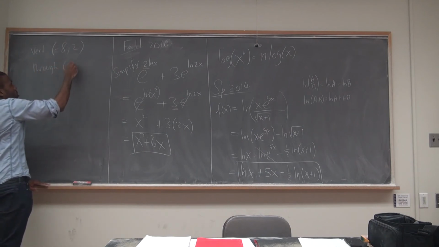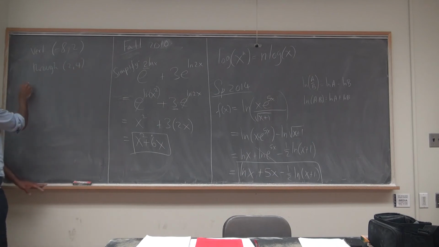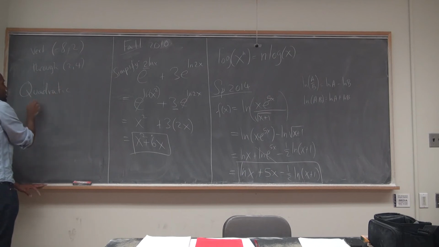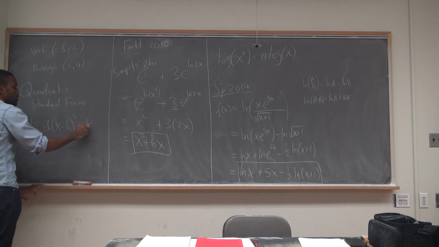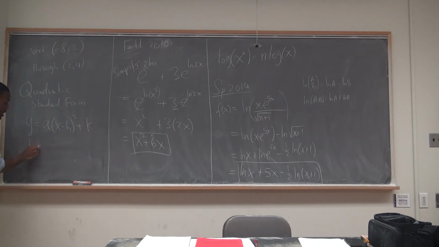So remember that if we want a quadratic, what you would use here is called the standard form. This means that a quadratic looks like this in standard form, where h, k is the vertex.